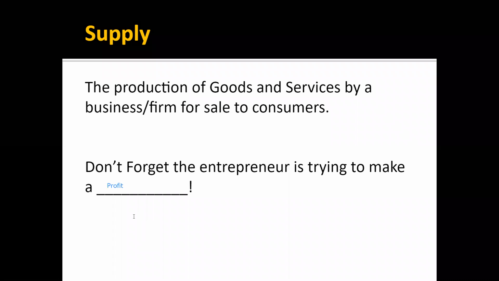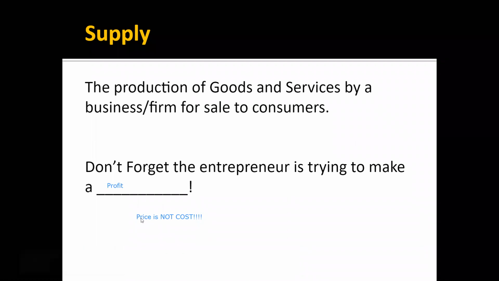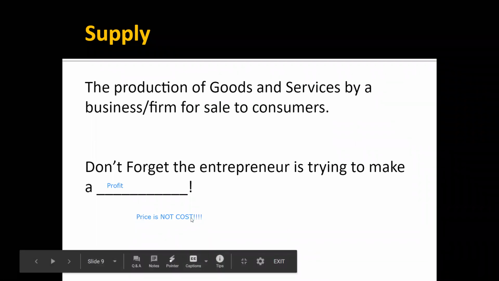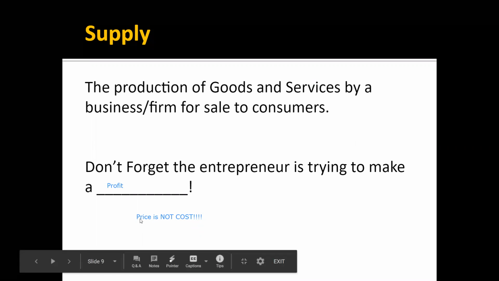which brings us to our next little thing that I want you to add in here with your notes and to remember, that price is not cost. Price and cost are two completely different things. Price is what you charge to sell something or for someone to buy something. Cost is what the business pays to make the product. So this is on the front end, this is on the back end of the product. Everybody understand that price and cost are two different things.